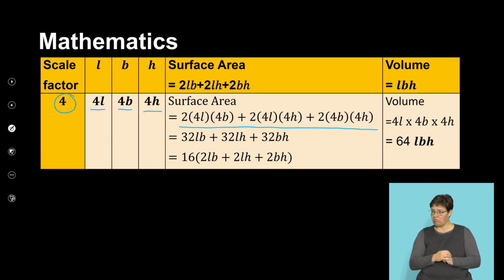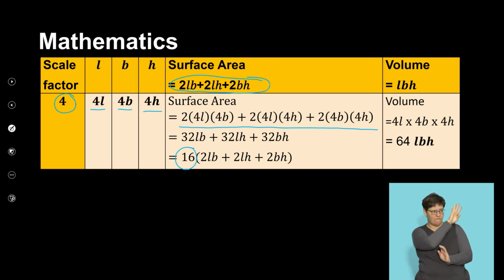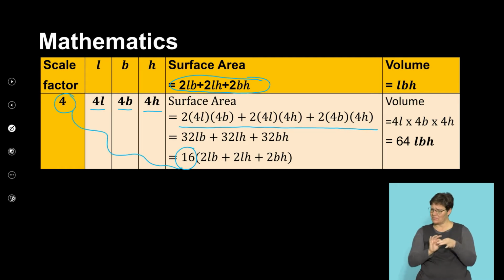Again, guys, is there any way that I can express this new surface area in terms of my old surface area? My old surface area is the normal formula, and if I want to see what the connection is, if I take out a highest common factor of 16, I can see that the scale factor of 4 led to my surface area being 16 times the original surface area. So again, I'm going to ask you to put your thinking caps on. Is there a link between these two?